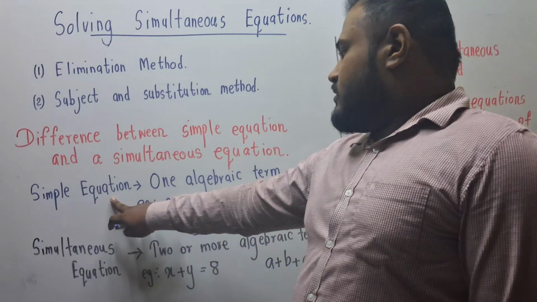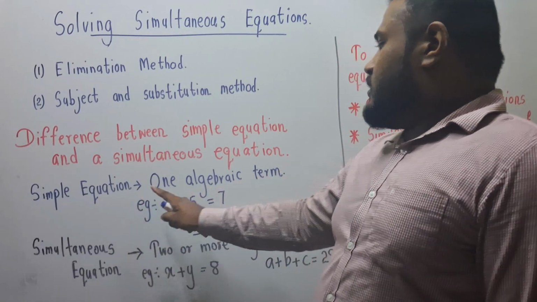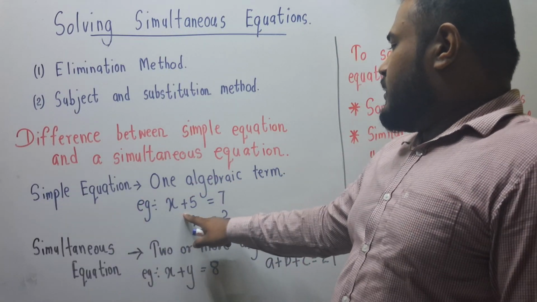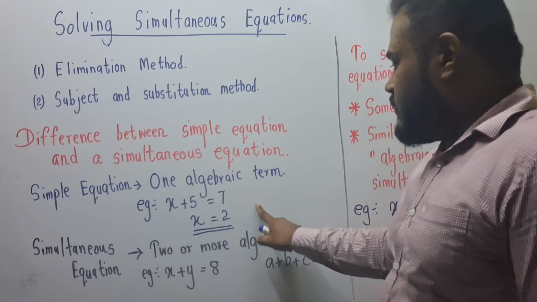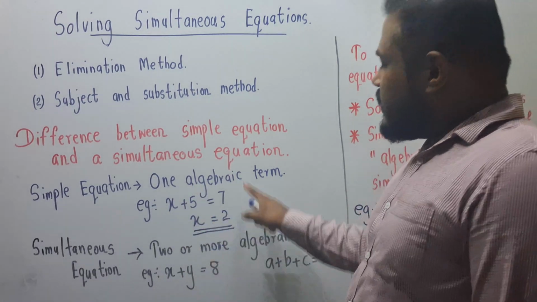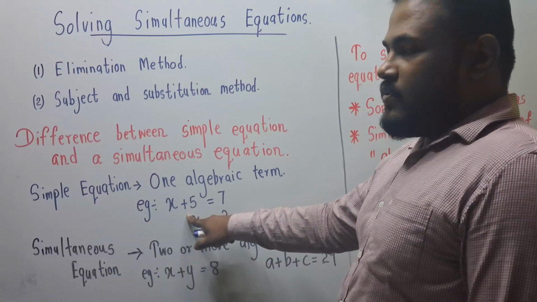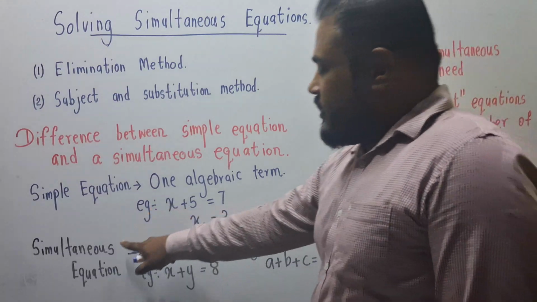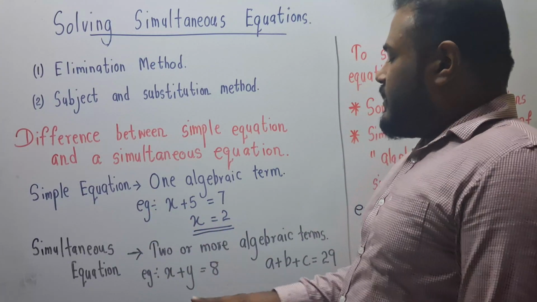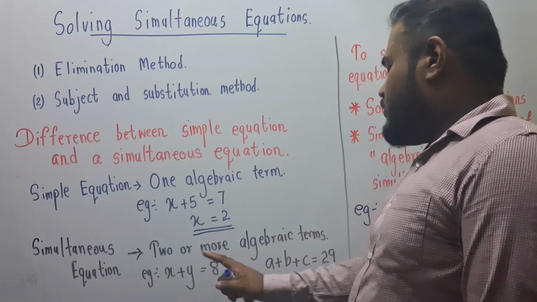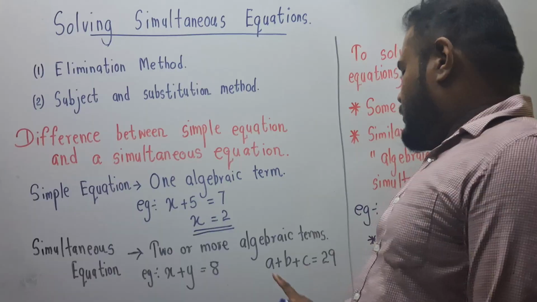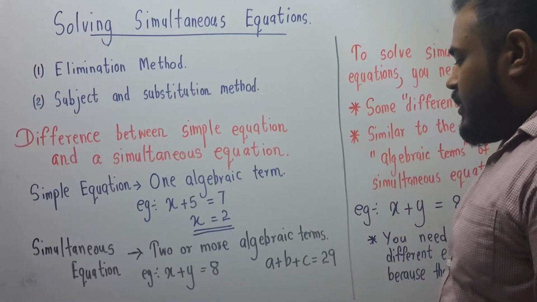What is a simple equation? A simple equation is an equation which contains only one algebraic term. An example is x plus 5 equals 7. So we can get an exact value by solving that equation. But a simultaneous equation contains two or more algebraic terms. For example, I have given x plus y equals 8 and a plus b plus c equals 29.